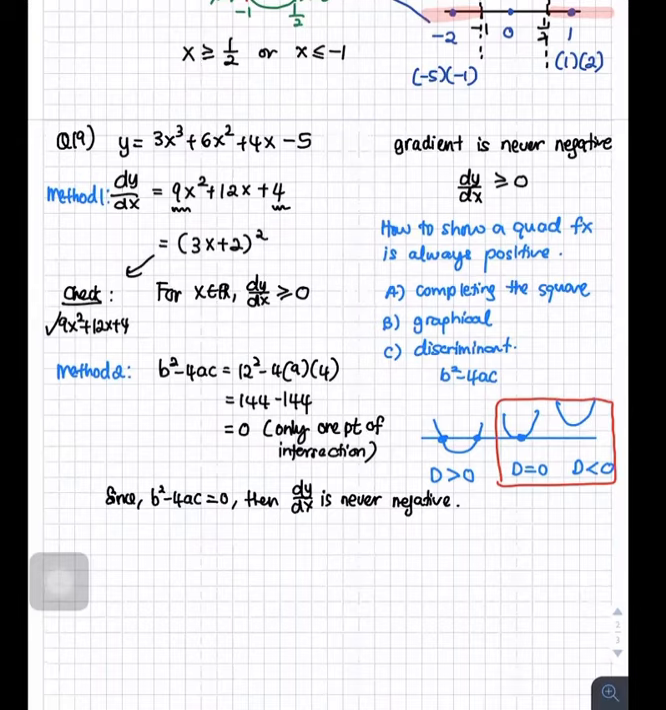Any questions so far? If you are done, go to page 201. You try 6 and 8.